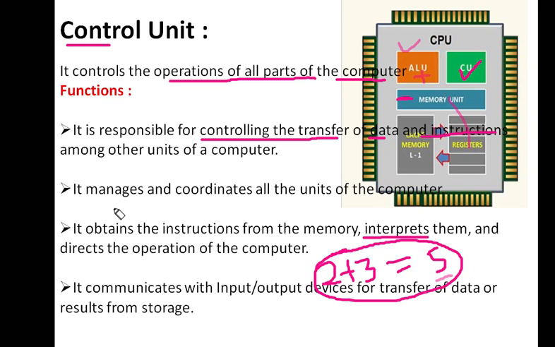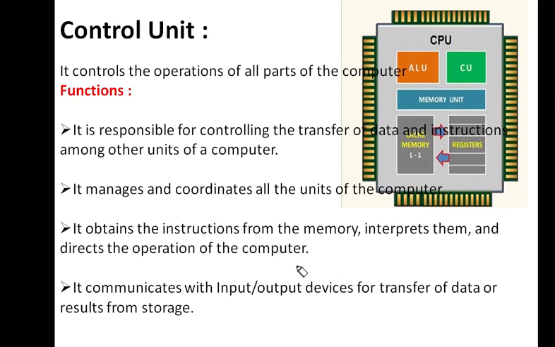So it obtains the instructions from the memory, interprets them and directs the operation of the computer, and it communicates with input and output devices for transfer of data or results from the storage. Here it communicates with the input and output devices. This is the input device and this one is the output device. And the transfer of data or results from the storage.